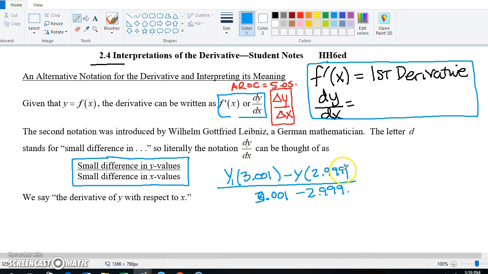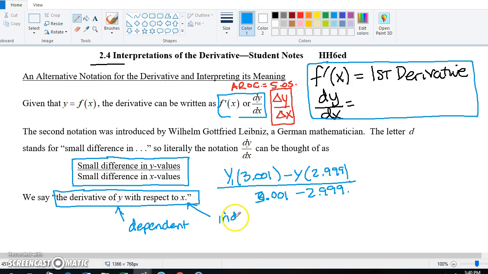Okay, so very, very small differences in x and y. Okay, we talk about dy dx as the derivative of y with respect to x, because y is the dependent variable and x is the independent variable.